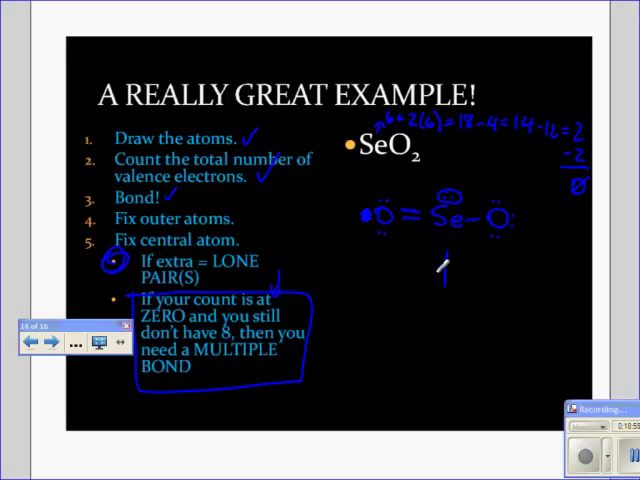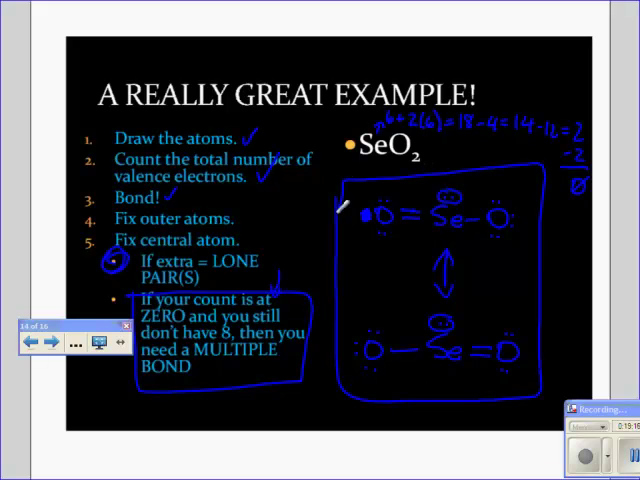Except I didn't necessarily have to pick the one on the left. I also could have picked the one on the right. That's 2, 4, 6, 8. 2, 4, 6, 8. So I show resonance for that also. Whew.